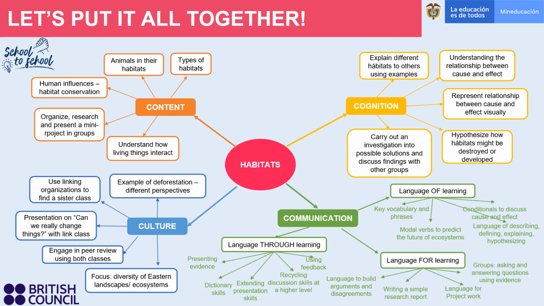In cognition, there are 5 different learning outcomes that you can work on, taking into consideration Bloom's taxonomy. If you look at the verbs, you see that there are some lower order thinking skills and some higher order thinking skills: explain, understand, represent, hypothesize, and carry out.